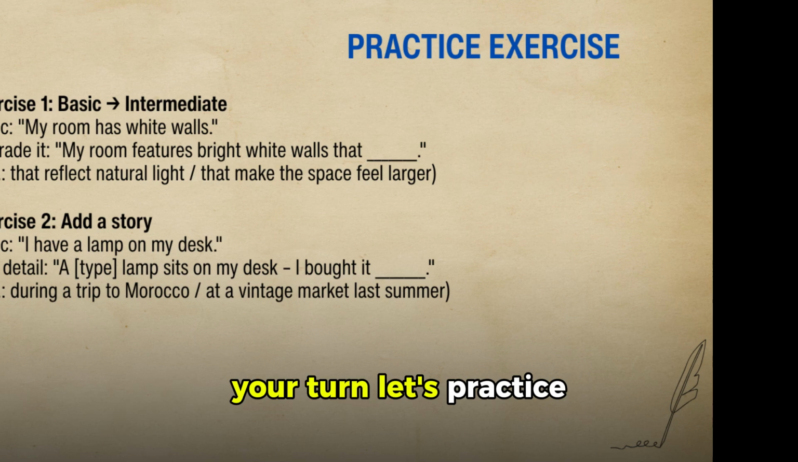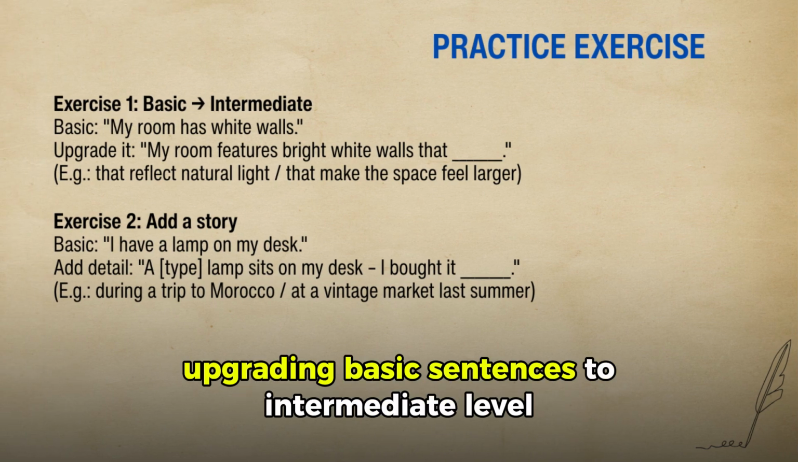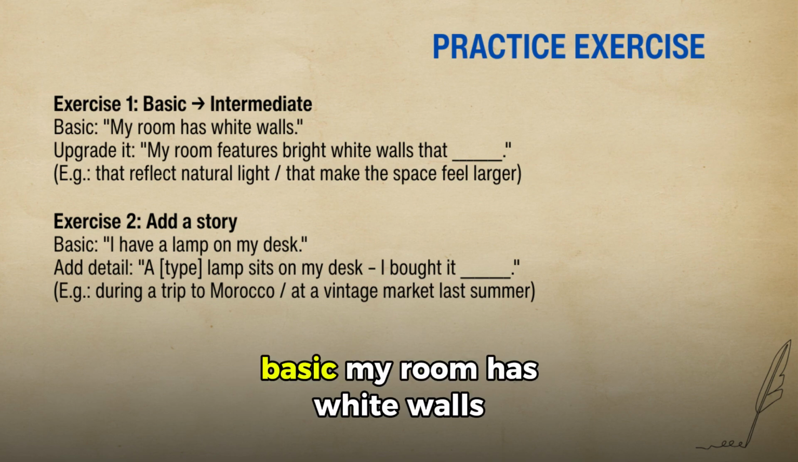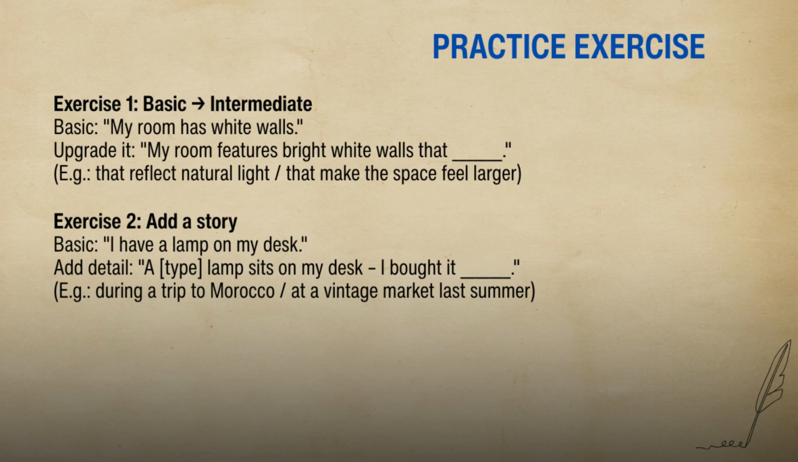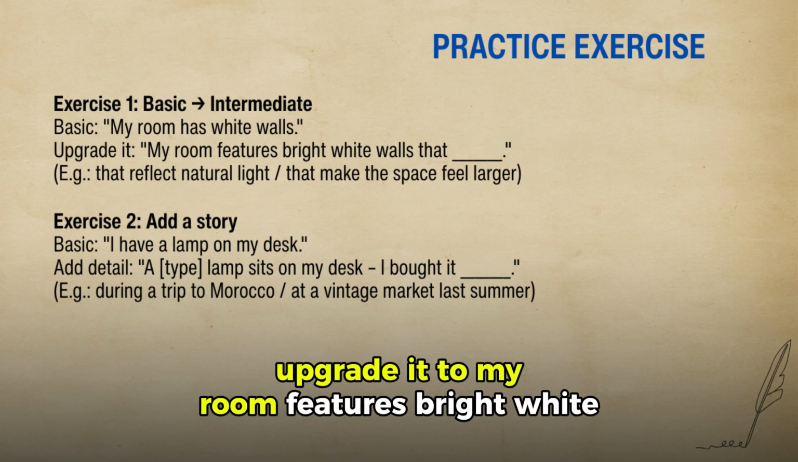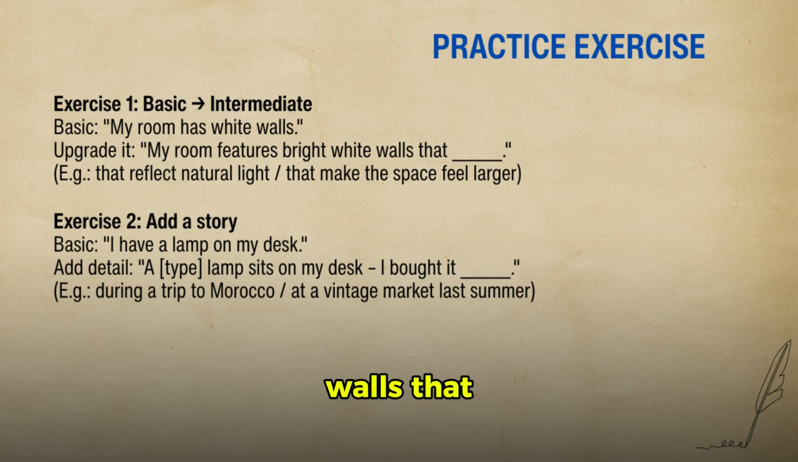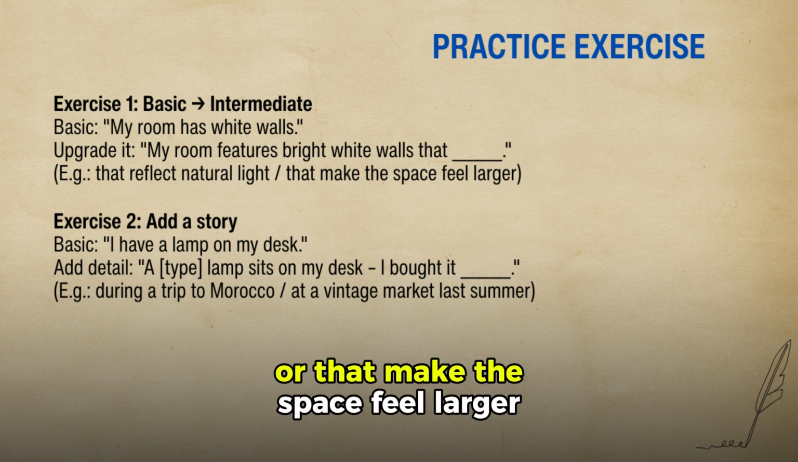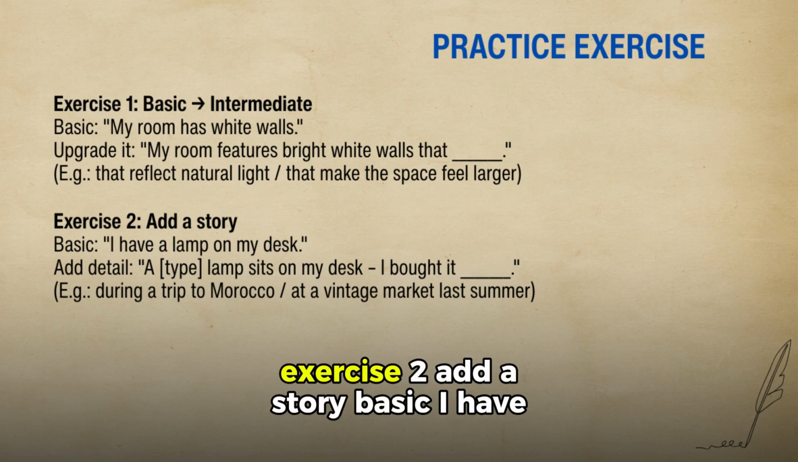Your turn. Let's practice upgrading basic sentences to intermediate level. Exercise 1. Basic to intermediate. Basic. My room has white walls. Upgrade it to, my room features bright white walls that, for example, that reflect natural light or that make the space feel larger.